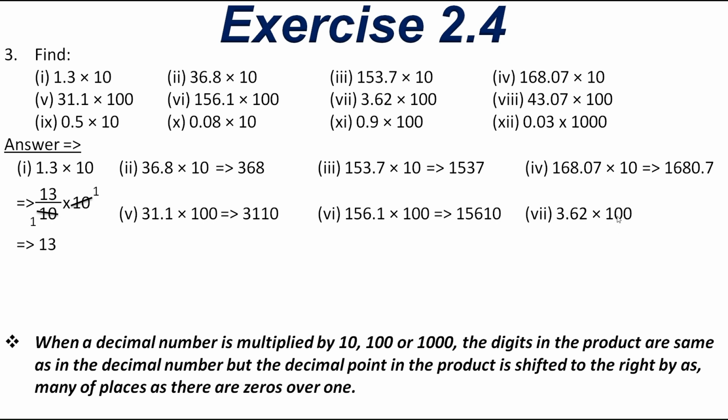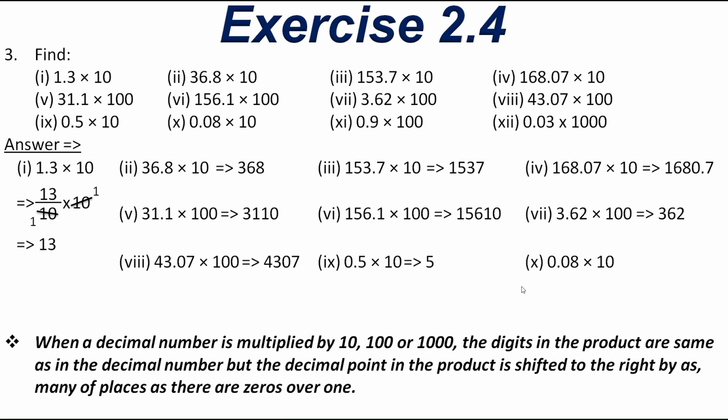Okay. Now we have 3.62 into 100. Now here two digits are there after decimal point, and here we have two zeros. So the number will become 362. Next we have 43.07 multiplied with 100, where two zeros we have, and here two digits are present after decimal point. Therefore the answer is becoming 4307. Next we have 0.5 into 10. Now here one zero is there and one digit is present after the decimal point. Therefore the answer is 5.